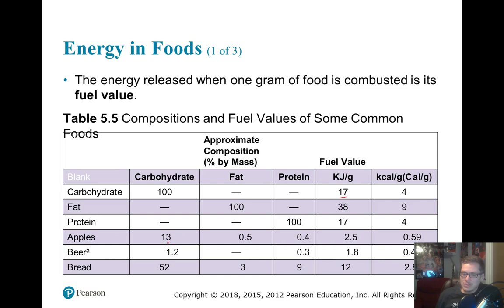They're 13% carbohydrate, 0.5% fat and 0.4% protein, and the rest would be something else, not one of these three things. So apples give you about 2.5 kilojoules per gram, or about 0.59 kilocalories per gram. Beer is almost all carbohydrates, and then 0.3 proteins. And then bread is a lot of carbs, and then fats and proteins as well.